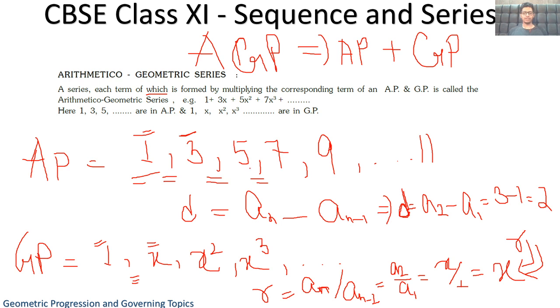Any doubts so far? So what's an AGP? AGP is nothing but a combination of an AP as well as a GP, in which each term is formed by utilizing the properties of an AP as well as a GP. For example, any doubts so far? Now after that I'll be discussing the examples.